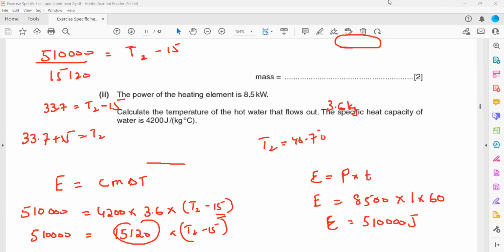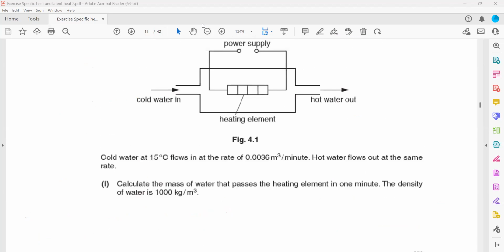So when the cold water entered, it was 15 degrees. After 1 minute, when it leaves, it is 48.7 degrees, when the power of the heater is 8,500 watts and the water remains in the heater for 1 minute. And the amount of water that flows every minute is 3.6 kg. Is this example clear?